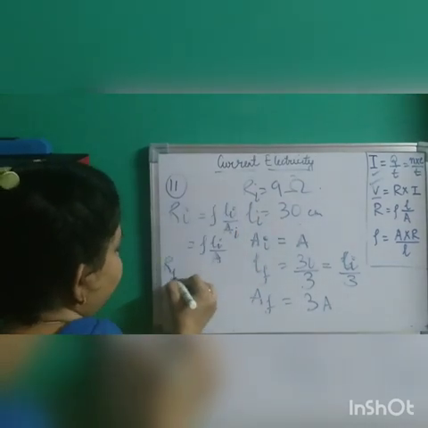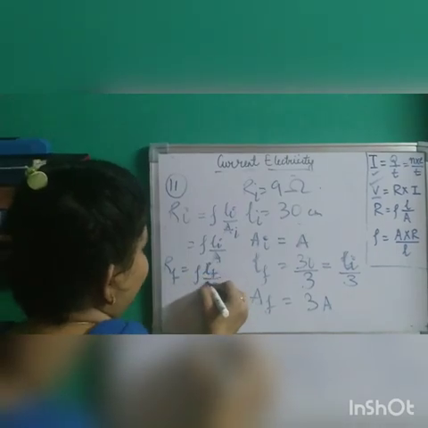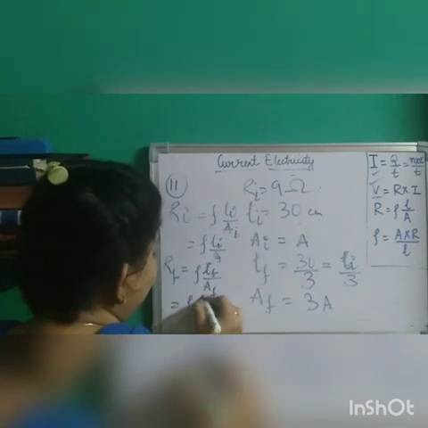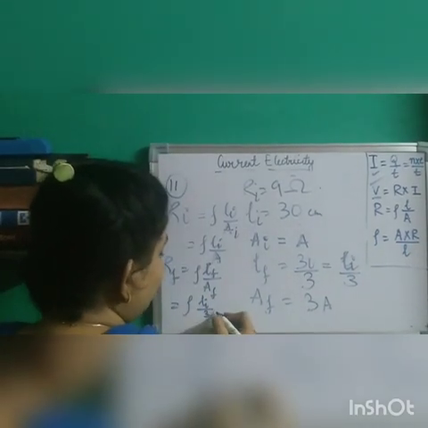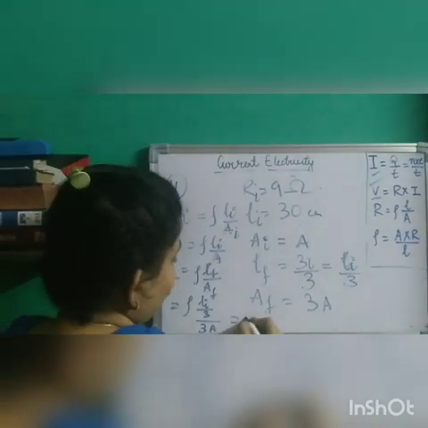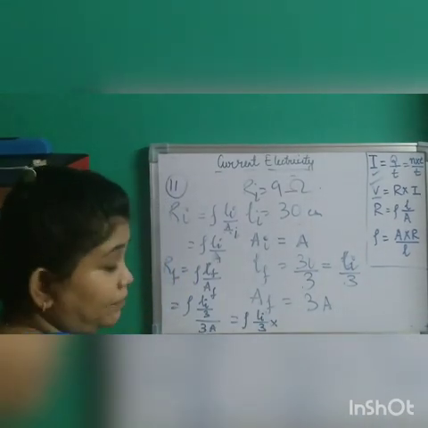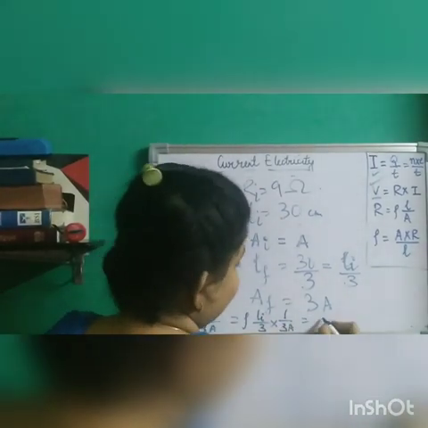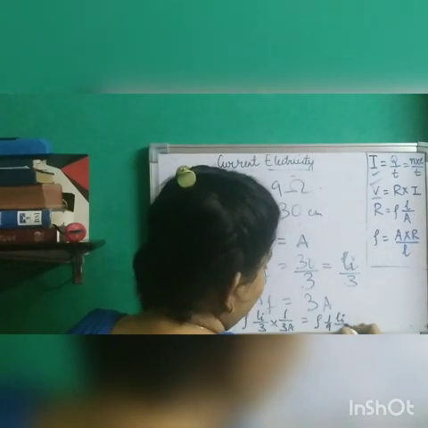Let us find out Rf. What is Rf? Rho Lf by Af. Now what is Lf? It is nothing but Li by 3. And what is the area? It is 3A. So it is rho Li by 3, divided by 3A, which becomes 1 by 3A. So it is coming rho 1 by 9 Li by A.